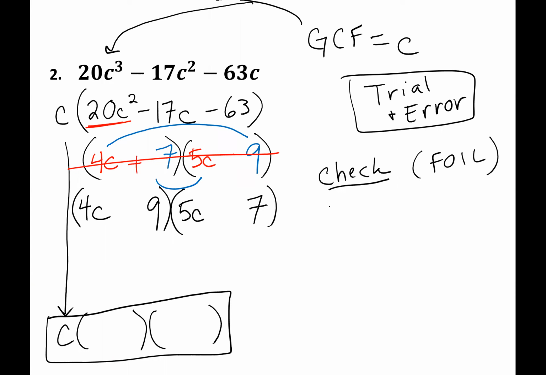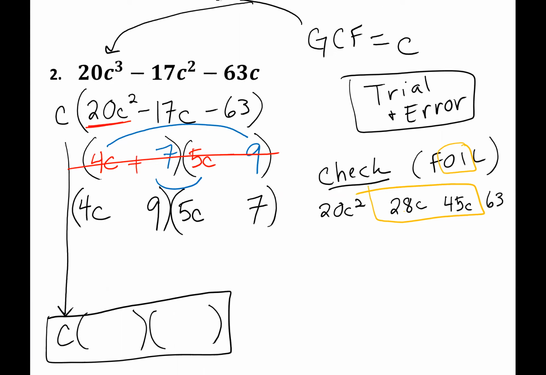4c times 5c, that's 20c squared, which we already knew. My outside terms, 4c times 7, that's 28c. My inside terms, 9 times 5c, that's 45c. And then my last terms, there's 63. So I know that needs to be -63. Here's what I really wanted to focus on though: the outside and inside terms right here.